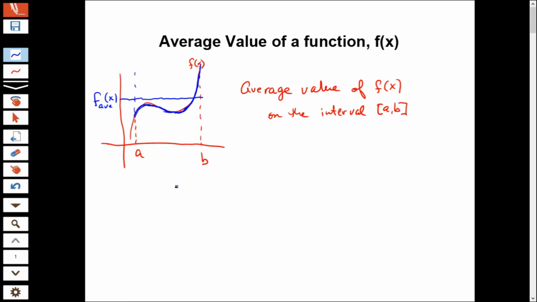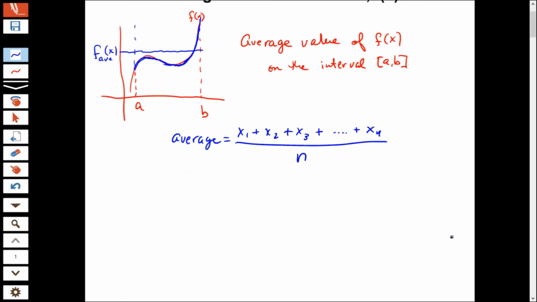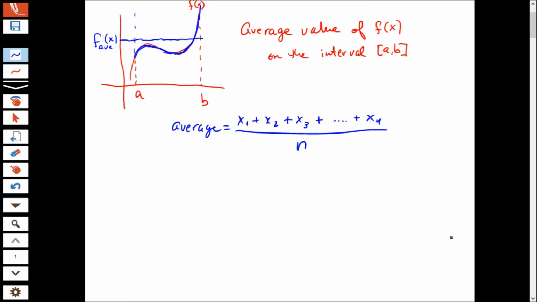So if you remember, an average of a number of data points would be to add all of them together, and then divide by how many there are. So in this case, there are n values.